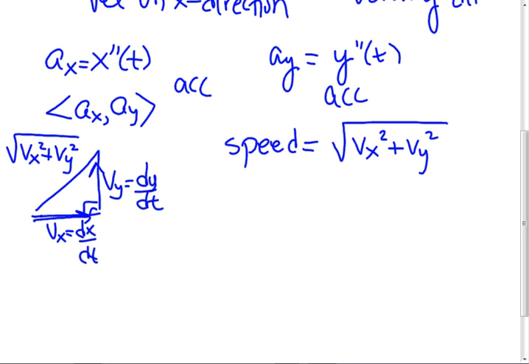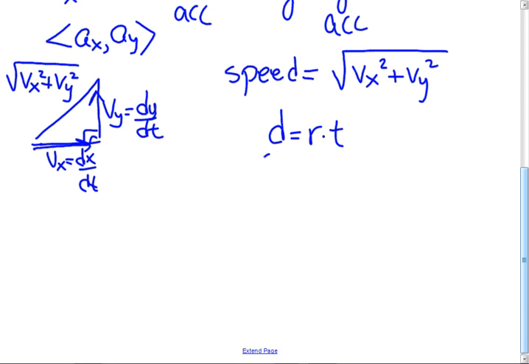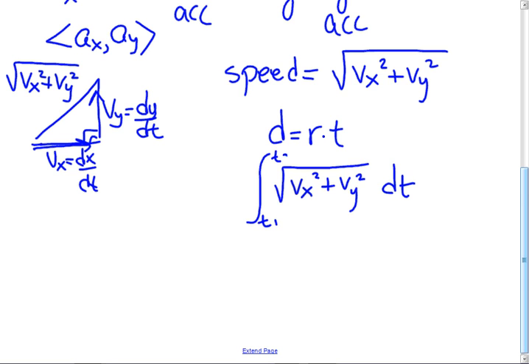How do you find how far you've traveled? Do you remember from 9th grade physics? Distance equals rate times time, right? That's your rate. So how do you find how far you've traveled? Guess what you do with this? You integrate it. That is your arc length. Now, there's one little problem with this. That's from T1 to T2.